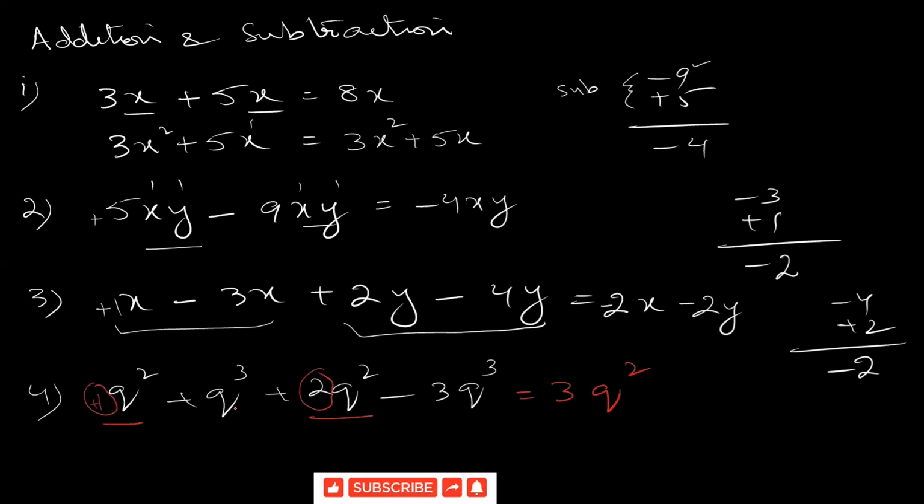Okay. Now q cube and negative 3q cube, we have to add this term with this term. Okay. So minus 3 plus 1. So it will be negative 2 again. So we can write here minus 2q power 3. This is the answer.